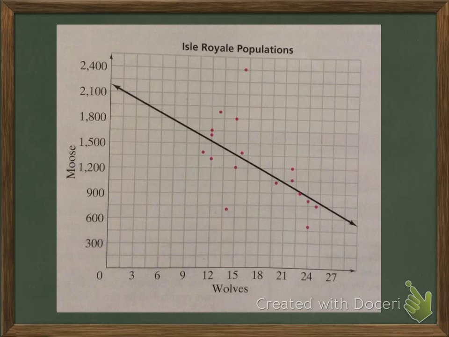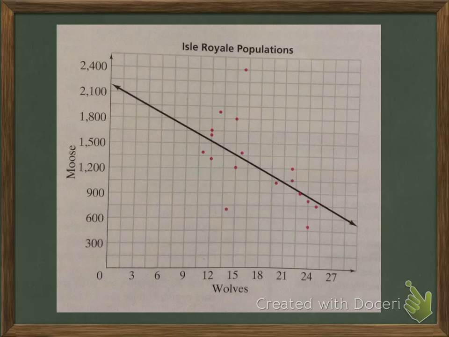Same thing with the moose populations. The lowest moose population is a little less than 600, and they go all the way up to 2,400. Using my graph paper, every 150 going up is going to be the moose population, and every 1.5 going across to the right will be a wolf. And so we've labeled multiples of 3 or 300. That's the setup.